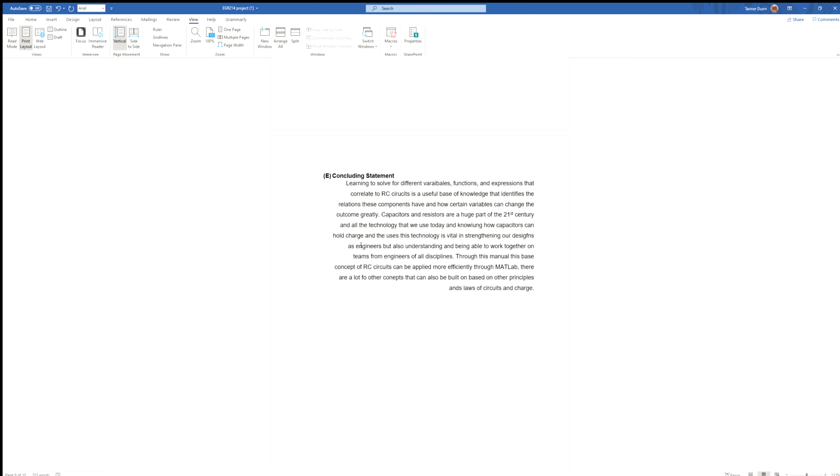Through this manual, this base concept of RC circuits can be applied more efficiently through MATLAB. There are a lot of other concepts such as Kirchhoff's laws and loop equations, and how even different resistances and resistivity change based on material, but those can all be built on later based off of what we've learned today.